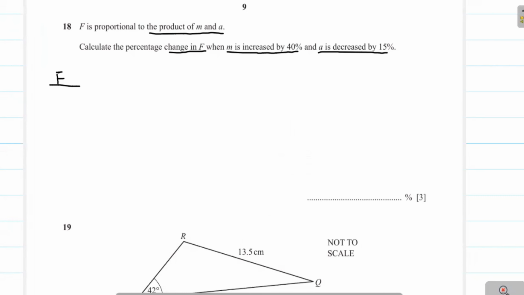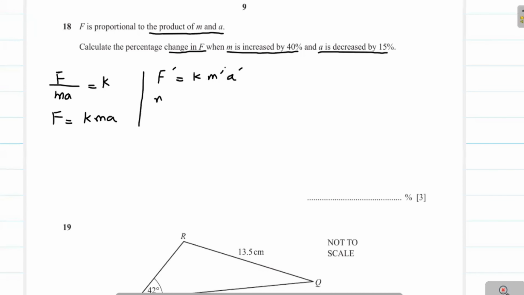F is proportional to the product of M and A. The product of M and A is MA. We can write F over MA equal to K, and this force value will be equal to K times M into A. Next, we change the value of F. Suppose F dash is equal to K times M dash into A dash.